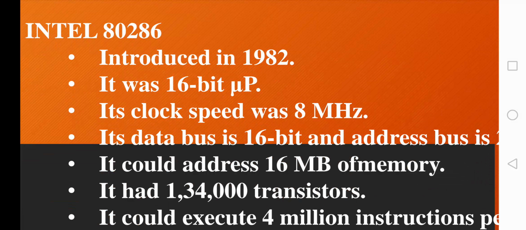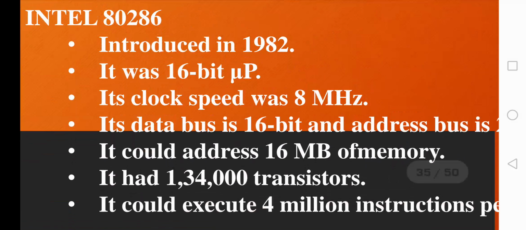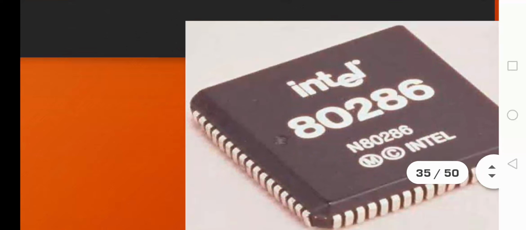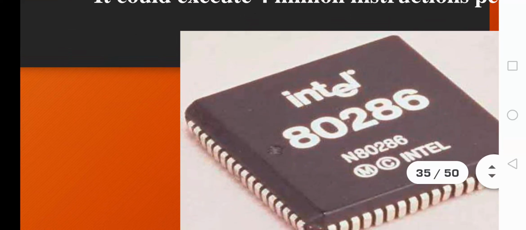The 80286 has a clock speed of 8 megahertz, and 16 MB of memory can be accessed with its help. It was fabricated with 1,34,000 transistors and was able to execute 4 million instructions per second. This is the figure which denotes the 80286 IC chip, a 16-bit processor.